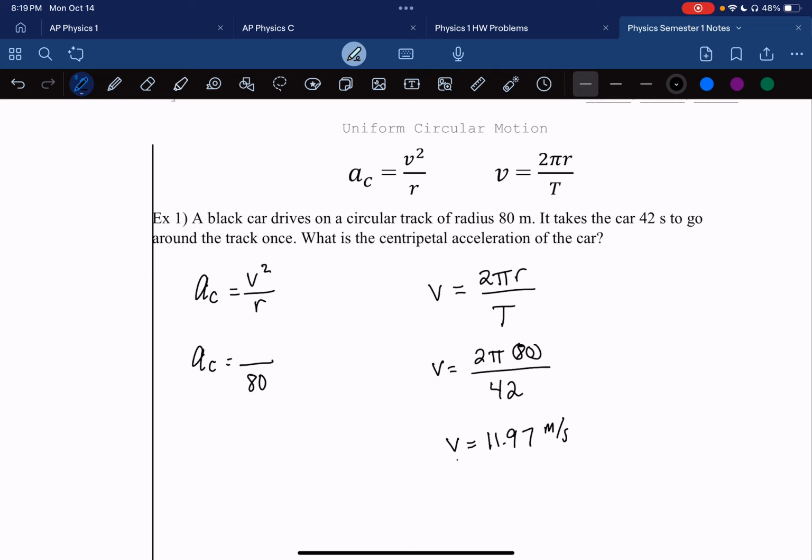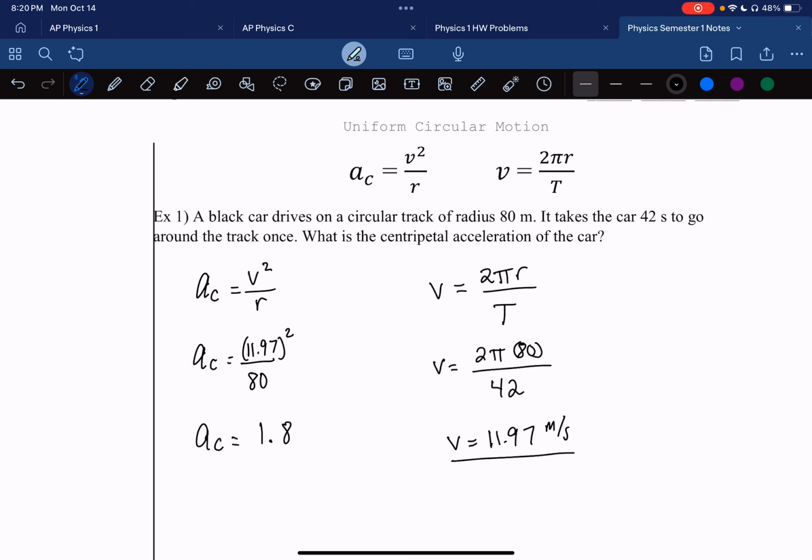But we can also say this. It's 11.97. Now we know what the speed is of the car as it goes around. So we can put 11.97 squared over 80. Cool. The centripetal acceleration is 1 point, here we'll just say 1.8 meters per second squared.